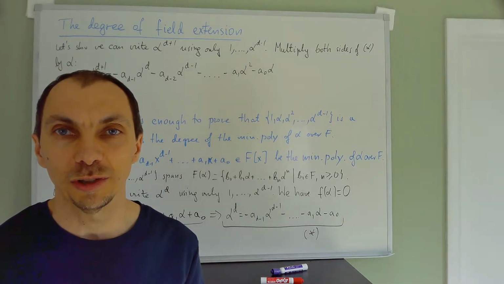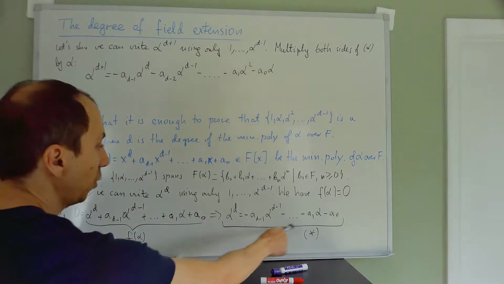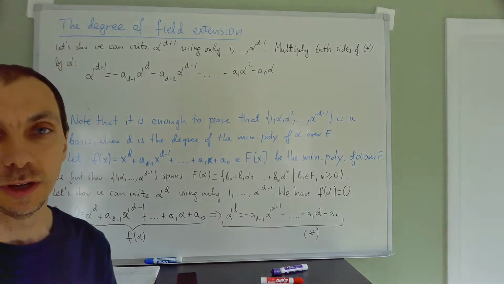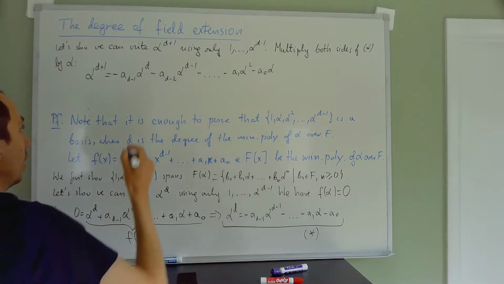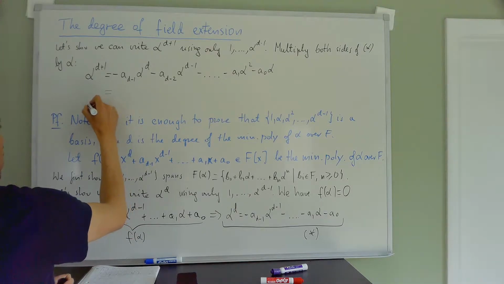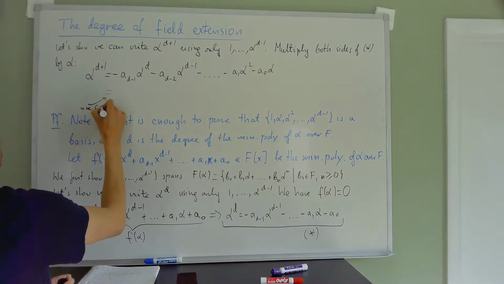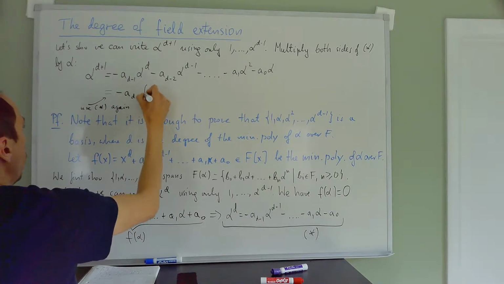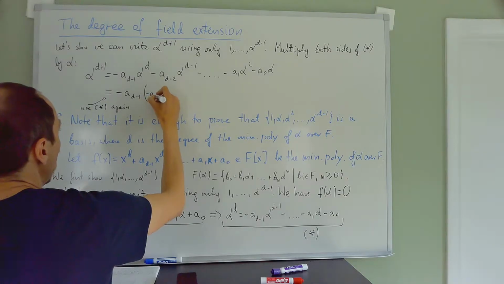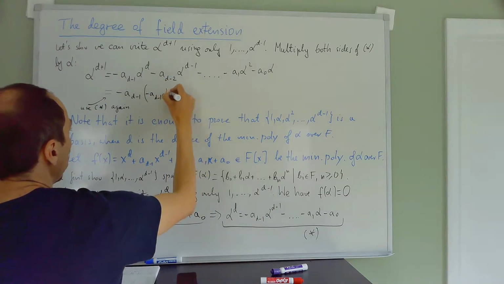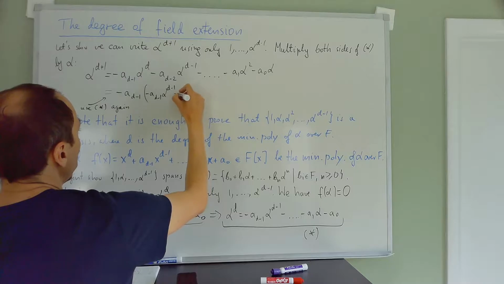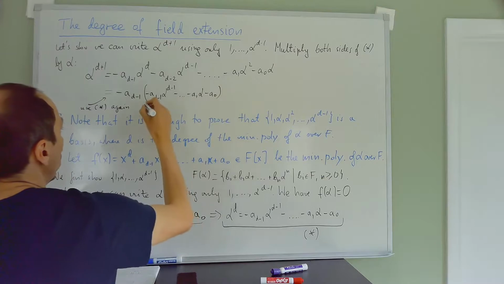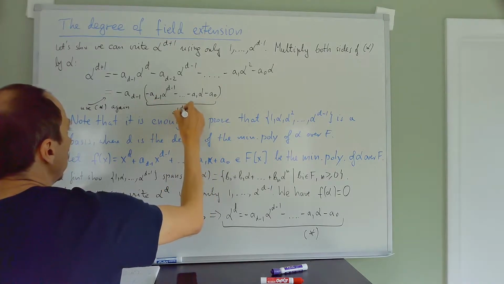So what can I do to get rid of that? I can use my star again, where I expressed alpha to the d by powers of lower degree. So use star again. And I get minus a d minus 1. And then I plug in this entire expression there. Minus a d minus 1 alpha to the d minus 1 minus dot dot dot minus a1 alpha minus a0, right? That whole thing is alpha to the d.